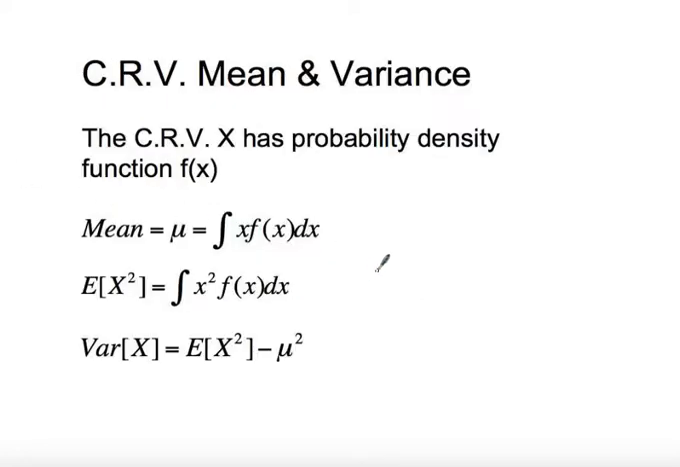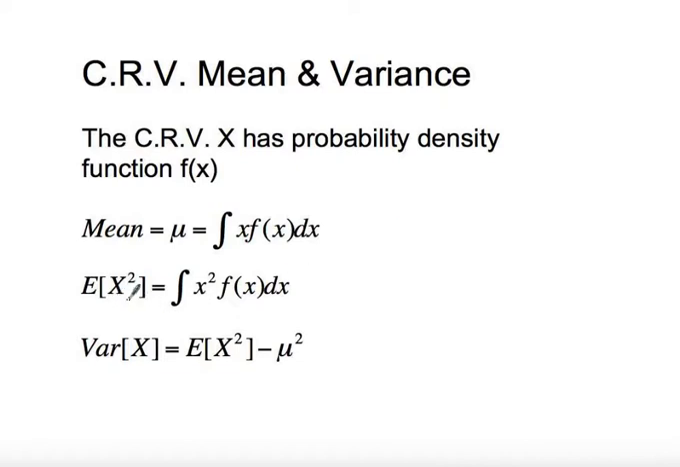Looking at the continuous random variable mean and variance, if we have a continuous random variable x and it has a probability density function f of x, then the mean can be calculated by integrating x multiplied by f of x dx between the bounds of the range that the PDF is valid for.